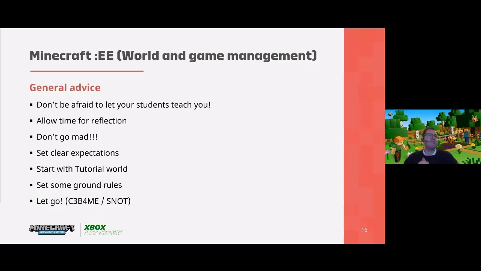So a couple of strategies I use is See 3 before me: ask 2 or 3 other friends before asking the teacher. And also SNOT: self, neighbour, other, teacher. So try and work it out yourself, then ask a neighbour, other, and then teacher. I did try SNOG, which is self, neighbour, other, Google, but that didn't work as well. So don't try that one.